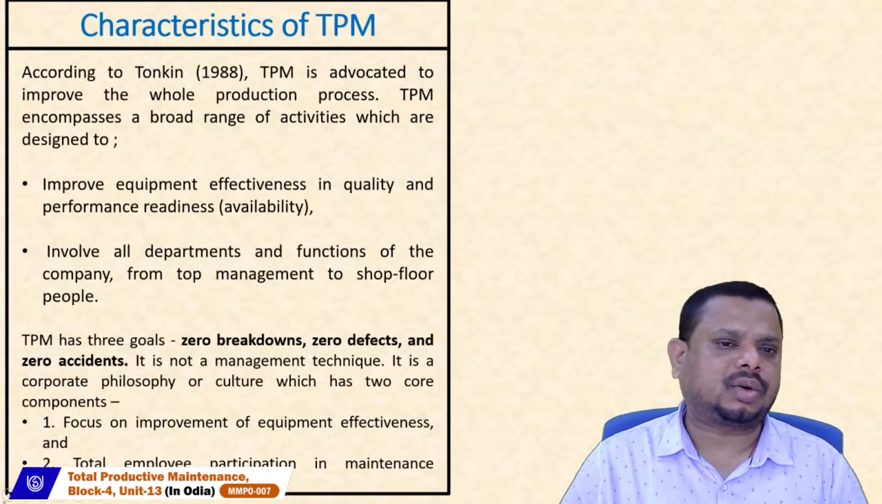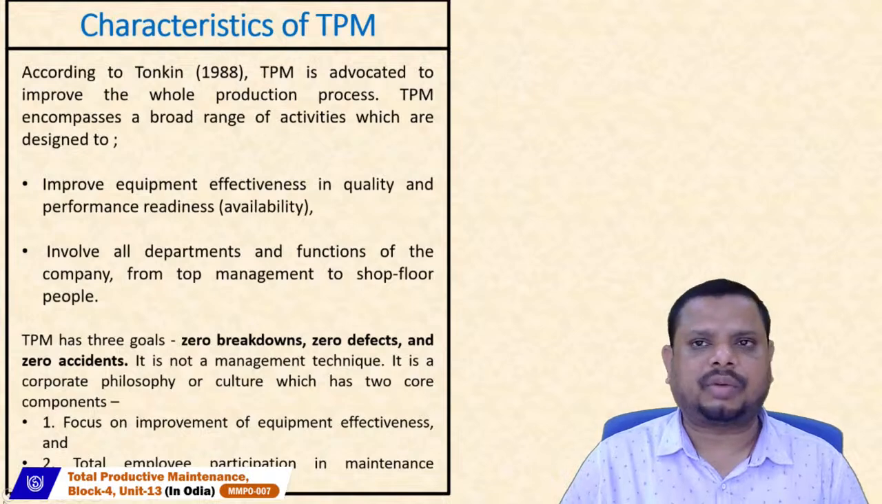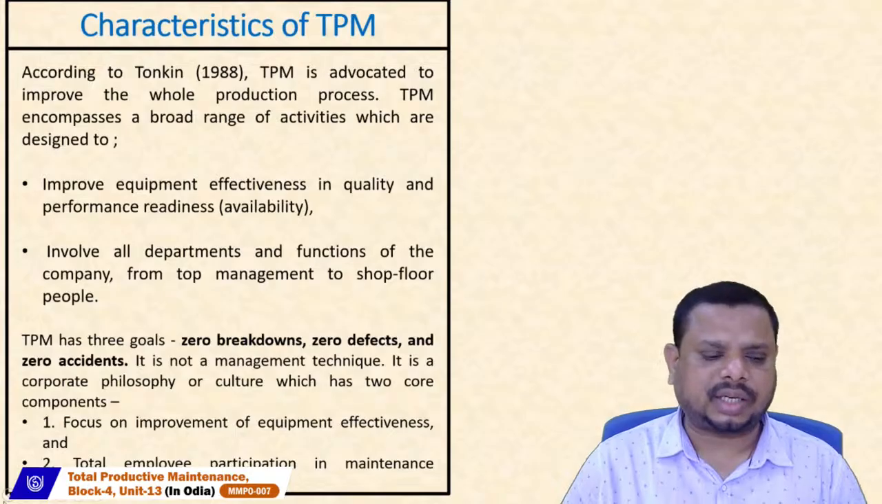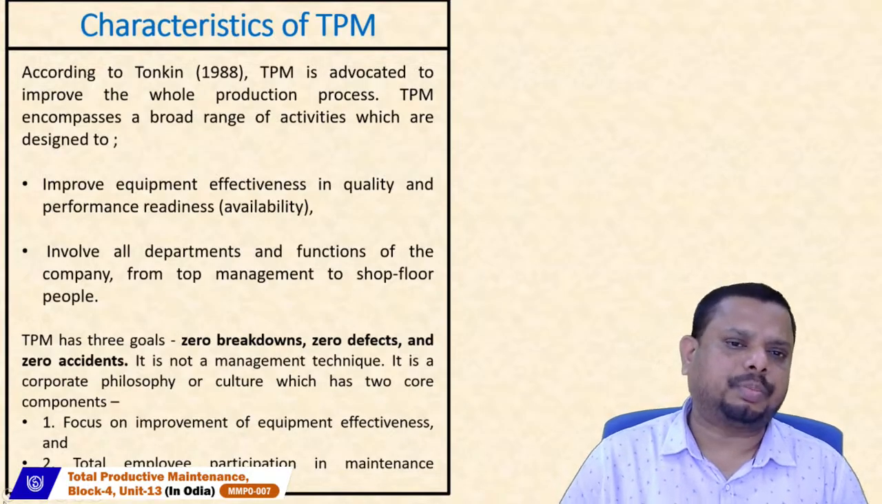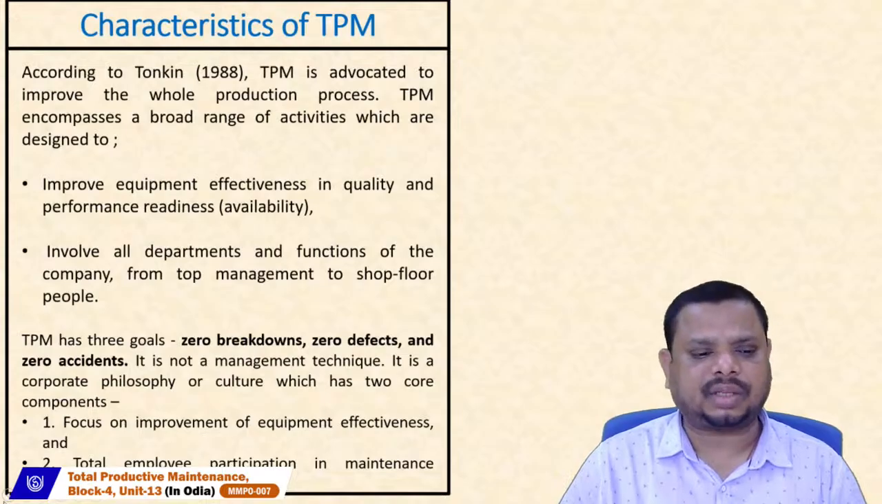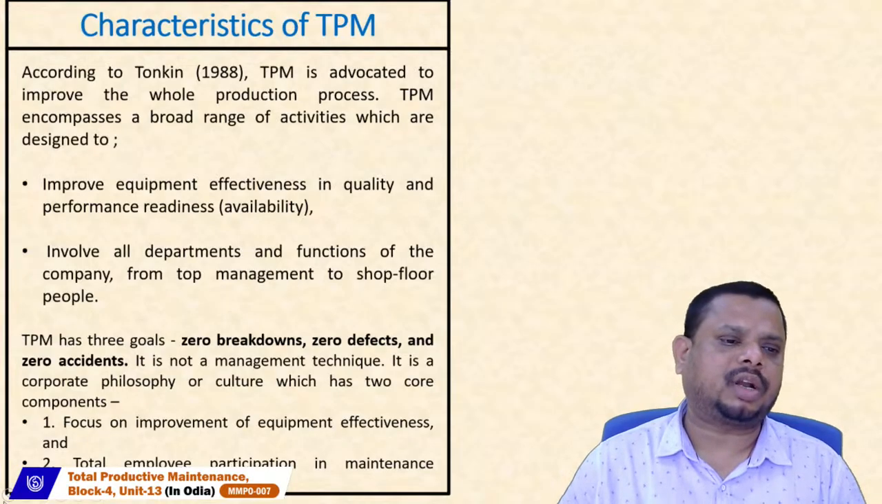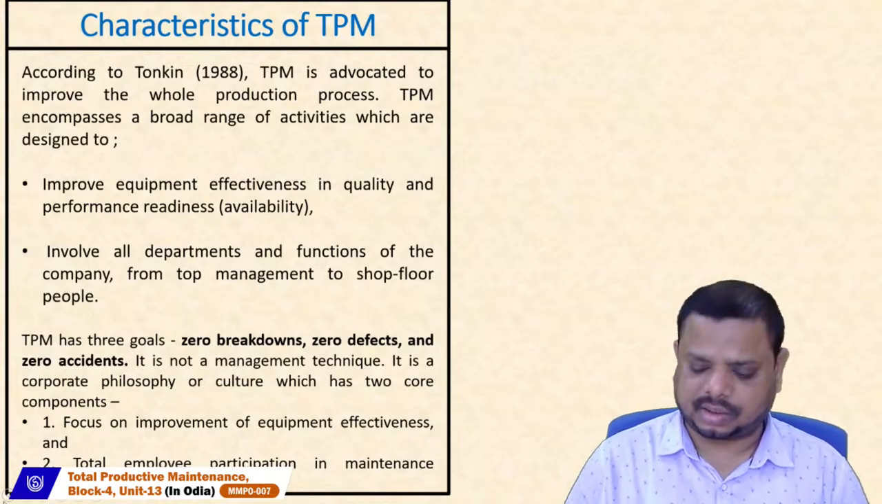So I repeat, total productivity maintenance is not a management technique. It is a corporate philosophy or culture which has two core components. So let's understand the two basic and most important core components of total productivity maintenance. The first one is the focus on improvement of equipment effectiveness, and the second important part is the participation of total employees in maintenance improvements. These are the core components of total productivity maintenance.